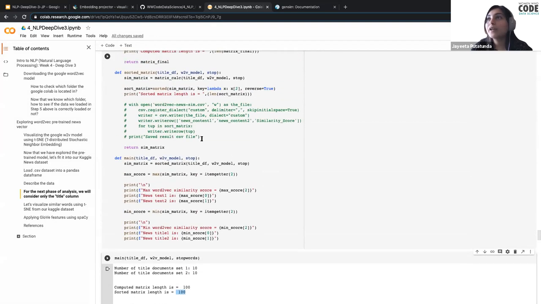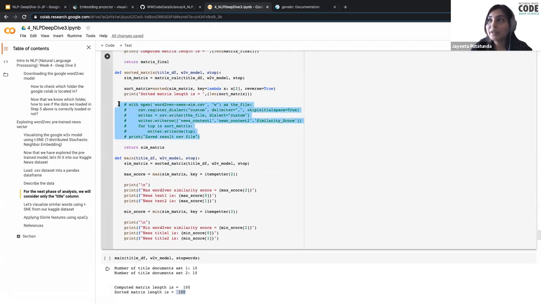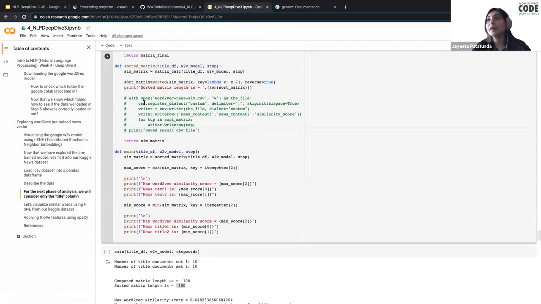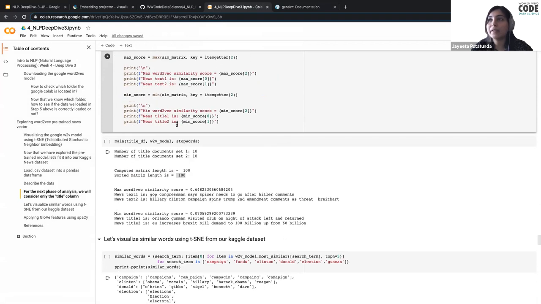I also have created this code snippet here, which I hashed out, but you can unhash it and actually save the matrix in a CSV file so that you can look at how it actually looks and which title has scored the maximum similarity score versus each title. I'm just going to review the maximum and the minimum score here, but you can print the document out and review it at your own pace later on.